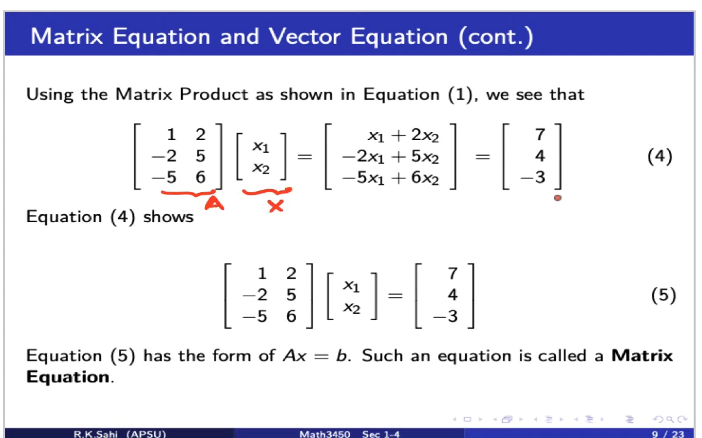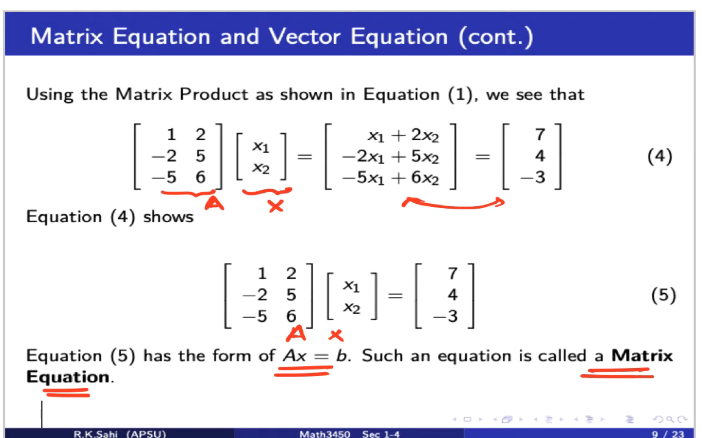Now remember, we started from a vector equation. A vector equation gives us this. And we also know a matrix product gives us this. So what we started with as a vector equation, we have changed into a matrix equation. This equation 4 shows a matrix multiplied to a vector is equal to the vector b. So this equation 5 has the form Ax equals b. Such an equation is called a matrix equation.